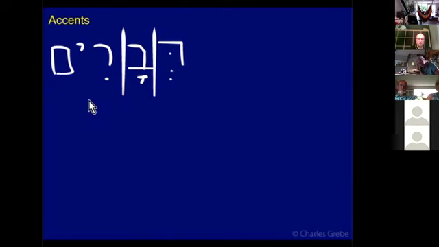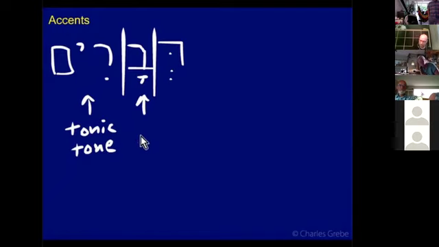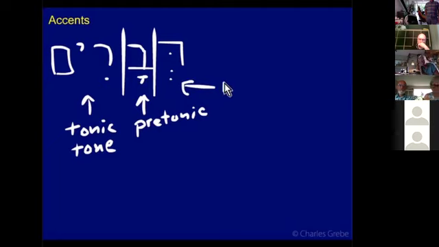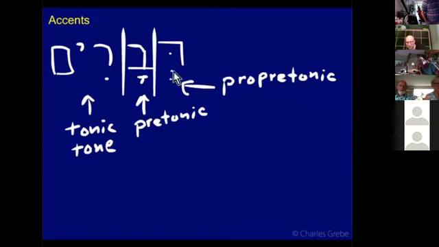Now these have names. This here is called the tonic or tone syllable, which makes some sense because that's the one that has the biggest sound to it, tone. This here is the pretonic, the syllable that comes before the tonic syllable. And this here is the propretonic, the one that comes before the pretonic. So you have three of them here. Ones before this wouldn't be named, at least not that I'm aware of.